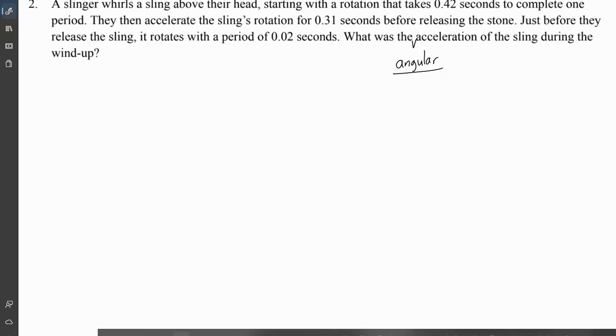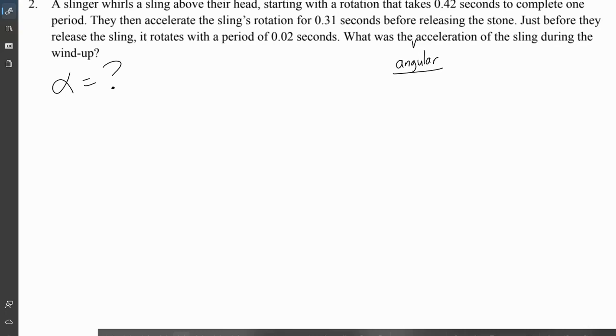Okay, first of all, I have to ask about angular acceleration here because what's our unknown? What are we looking for? With angular acceleration, we're looking for alpha. If I just said what was the acceleration, acceleration is just a. However, angular acceleration is alpha. So that would be asking a different question.